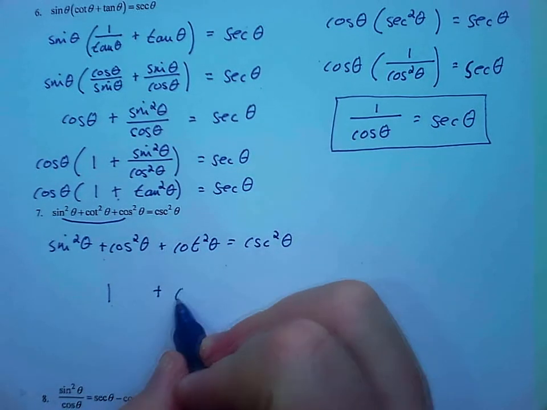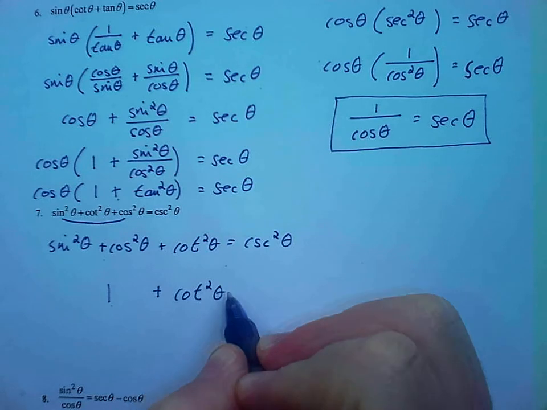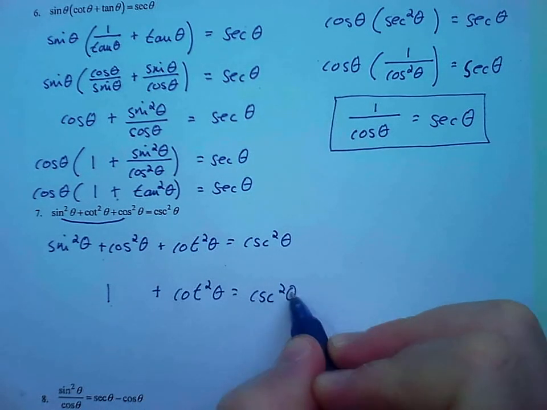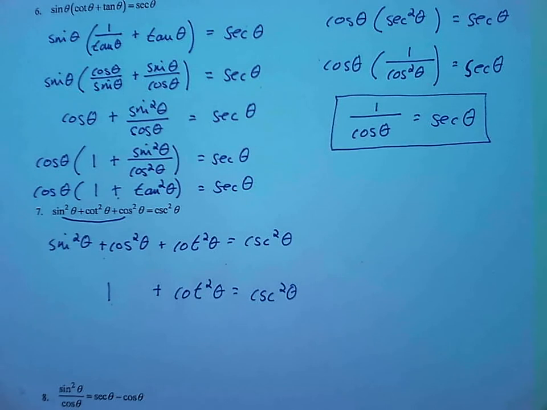Well, now we have 1 plus the cotangent squared of theta, which is also one of our identities in the box. So therefore, here now we verify that the left-hand side of the equation is in fact equal to the right-hand side of the equation.